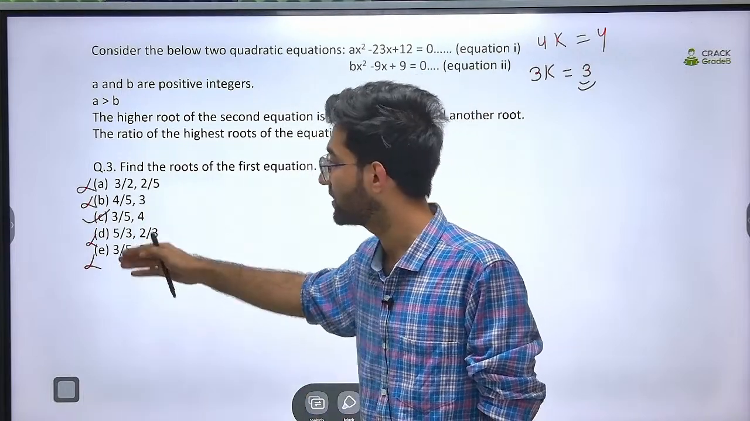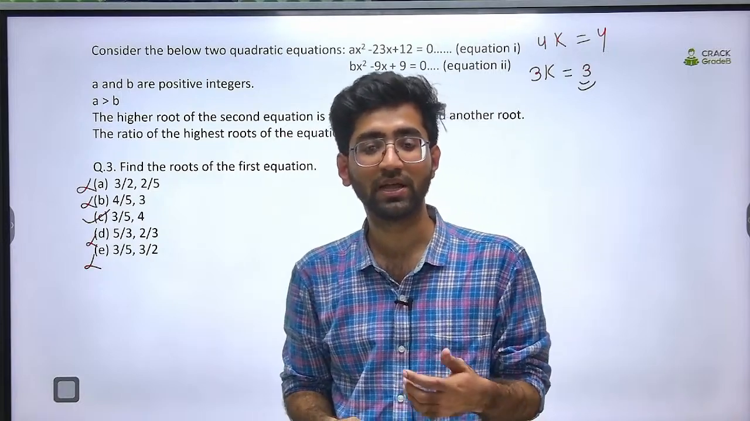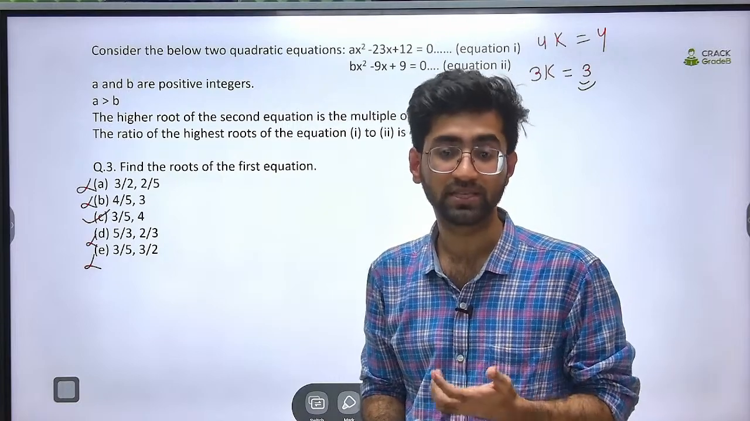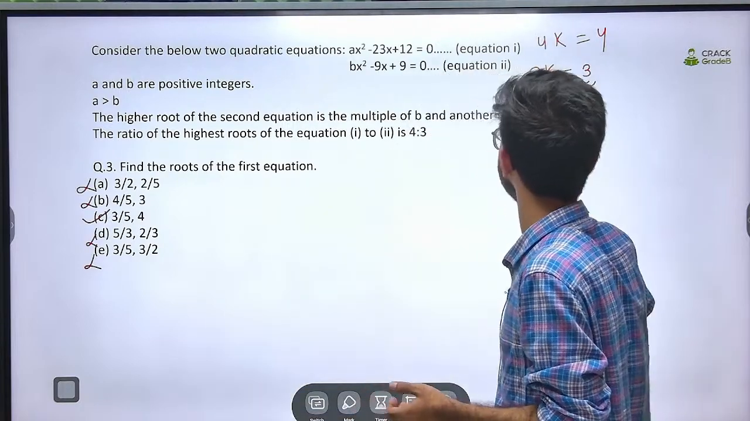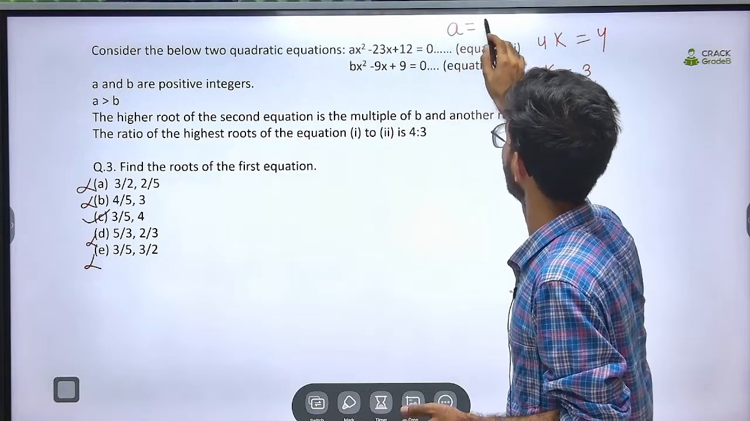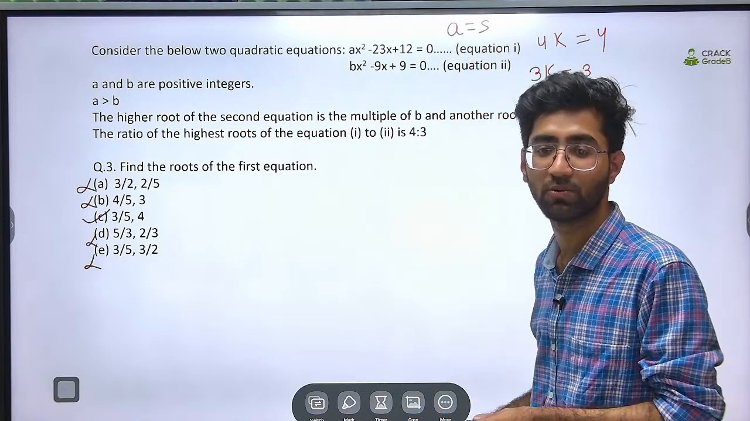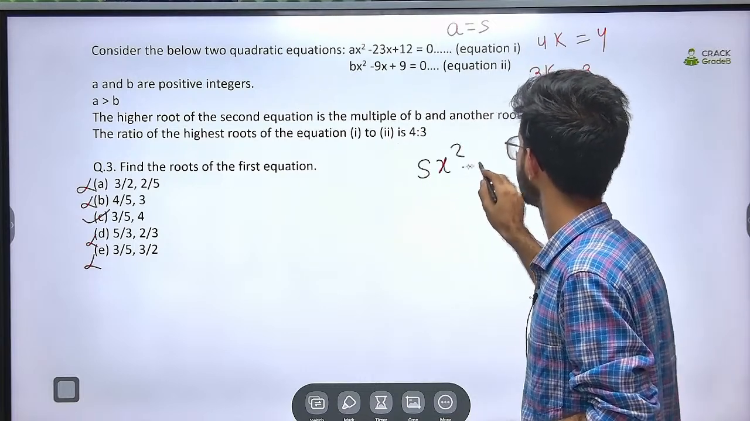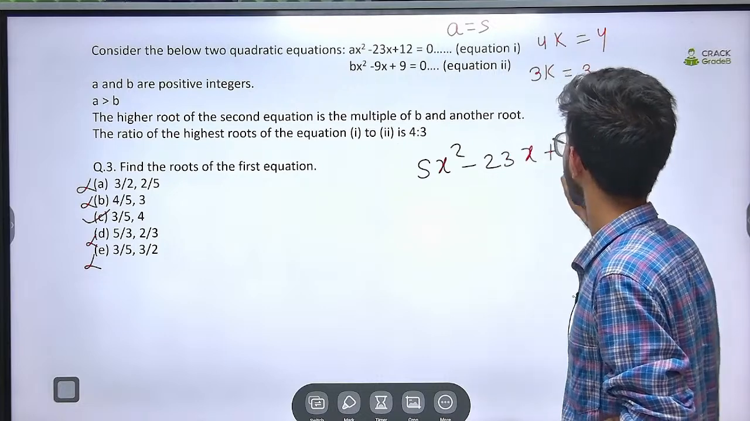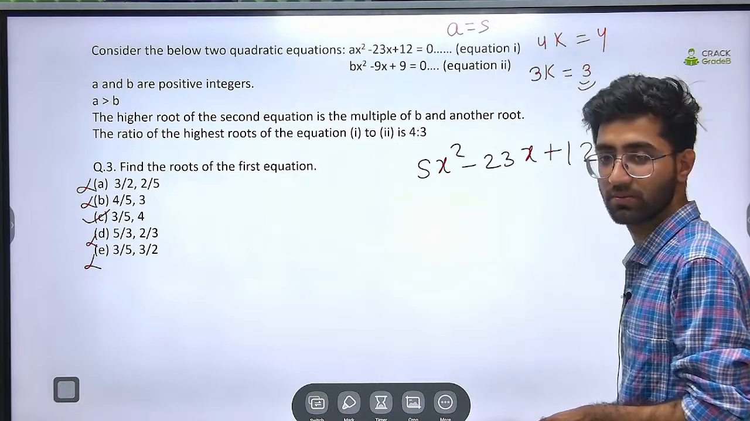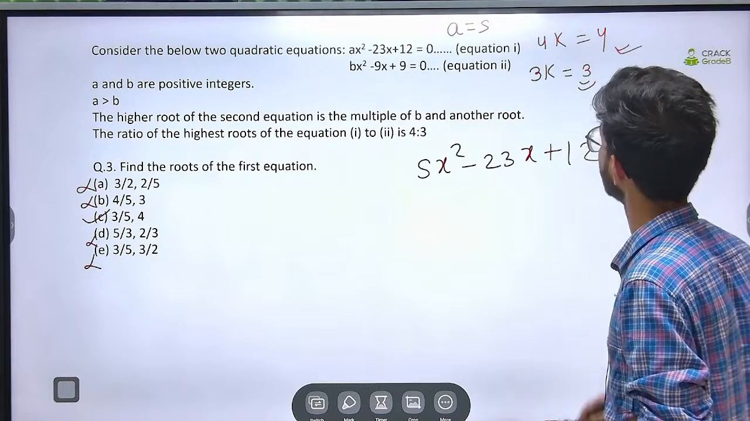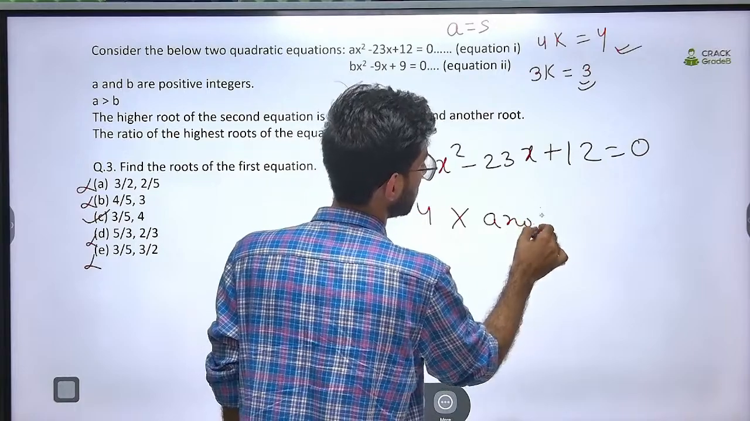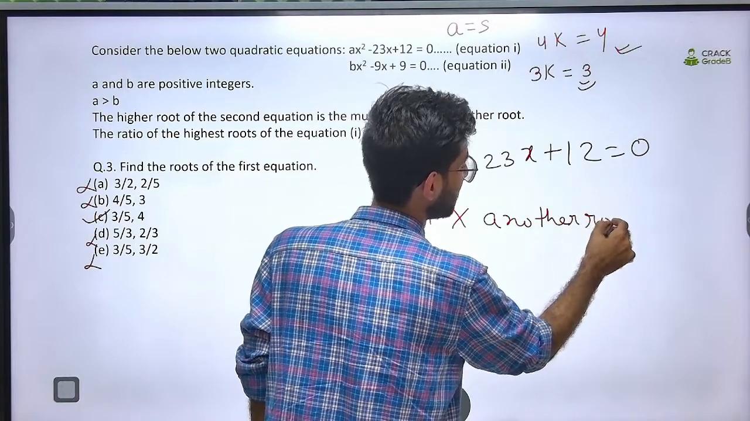But suppose you don't get this kind of options where you are able to eliminate options A, B, D and E, how will you solve this kind of questions? Simply, if 4 is one of the roots, and if you can recall, we have already found the value of a, that is equal to 5, right? So basically you can write equation 1 as 5x square minus 23x plus 12 equal to 0. And we know that 4 is one of the roots, and we have to find another root. So let us assume that another root is, we haven't given it some name.